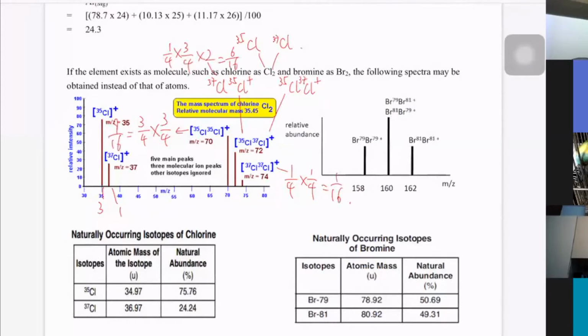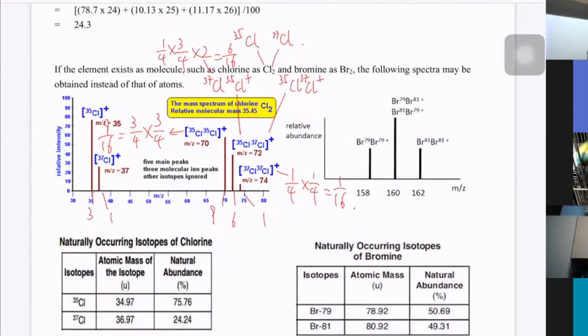So you see the ratio for these three ions should be 9 to 6 to 1. By reading the relative abundance ratio of the molecule, you could also work out the ratio for the two isotopes. So that's another use of the mass spec. 9 to 6 to 1 ratio.